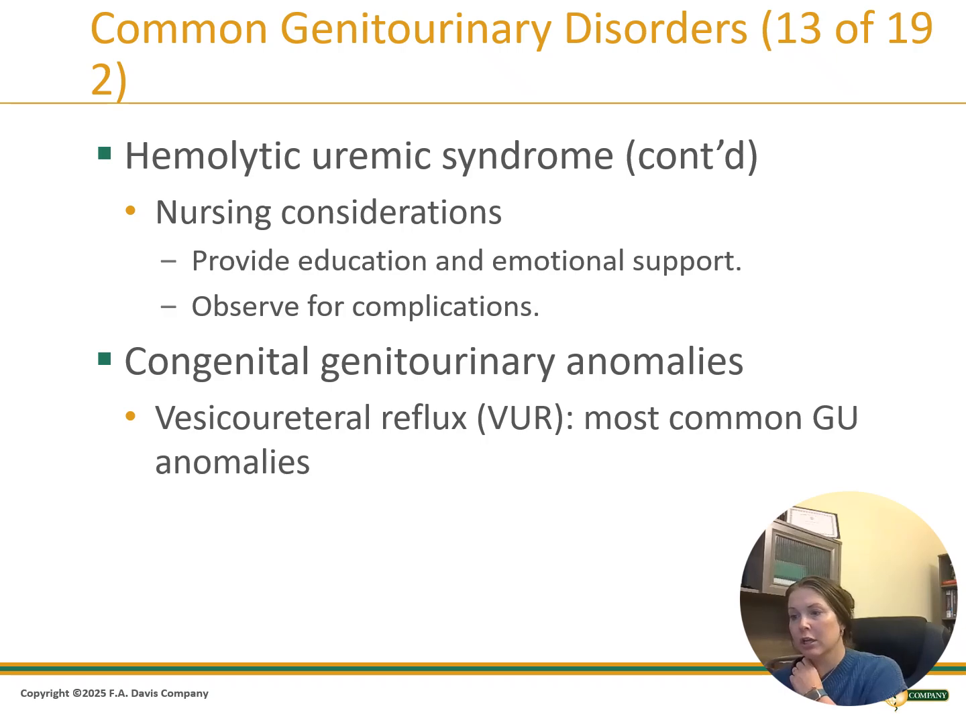For our congenital urinary anomalies, we have vesicoureteral reflux. That's our most common GU anomaly. This is where our urine's going to flow back into the ureters and sometimes into the kidney. That causes the risk for recurrent UTIs and kidney damage. It can be graded 1 through 5 depending on severity.